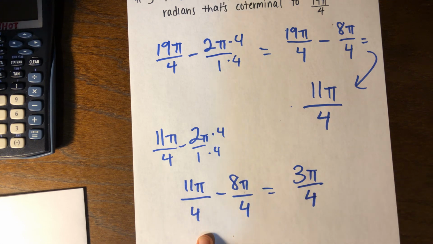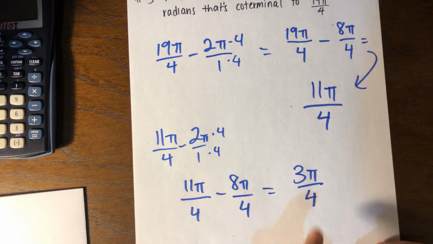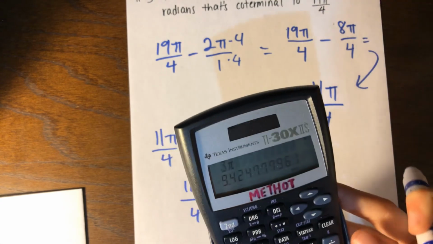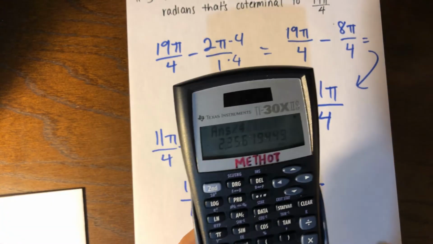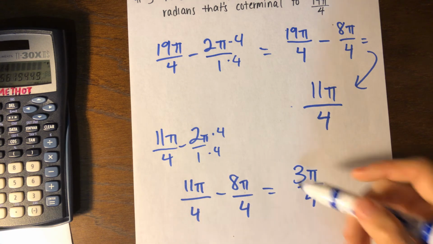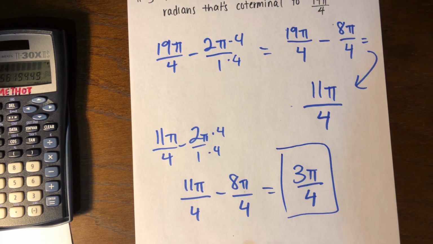So I look to see if that would be between 0 and 2 pi, and it would be. You can solve that. If you do 2 pi, you should get like, I think it's 6 point something. So when you do 3 pi divided by 4, it's 2.356. So that's between the 0 to 2 pi range, so this would be your answer.